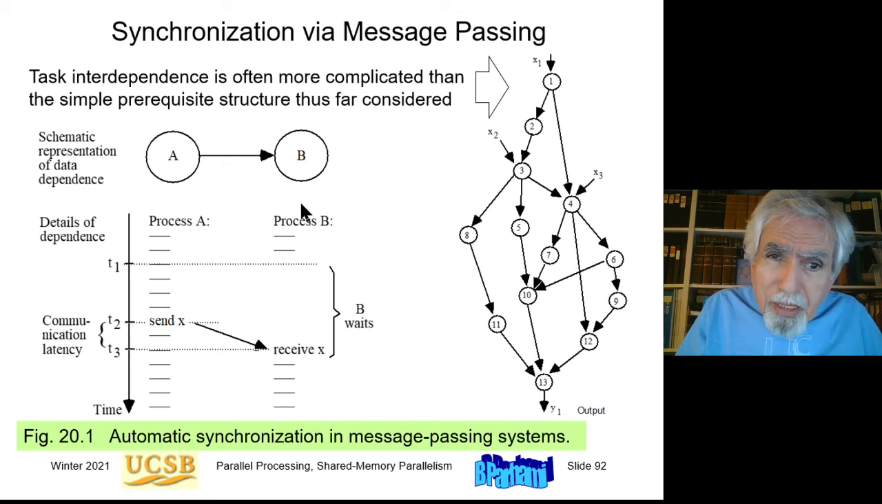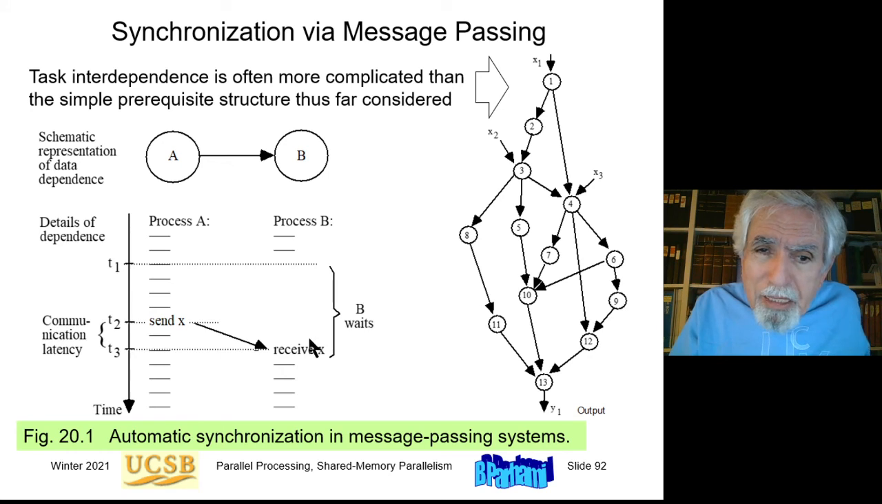So these two are running asynchronously, except that when process B gets to receive X, and X has not yet been transmitted, it waits. And once X has been received, it's allowed to proceed. So X is sent here. This is basically the message transmission latency. It takes a while to get here. So process B waits. So sending and receiving of messages implicitly synchronizes processes.